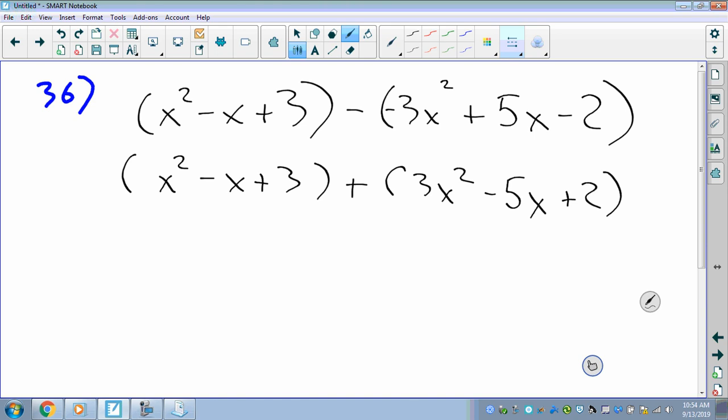So all right, let's start with the x squared. How many x squareds do I have over here? One. Very good. How many x squareds do I have over here? There's 1 here, and there's how many here? 3. There's 3 of them, right? I have 1x squared over here, and 3x squared over here. So how many x squareds do I have? 4x squareds, right?